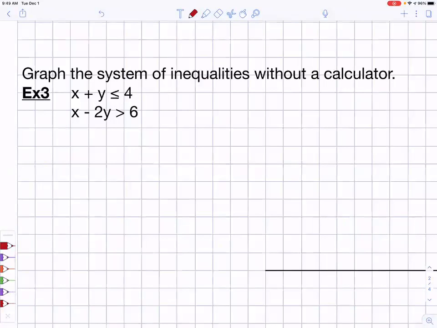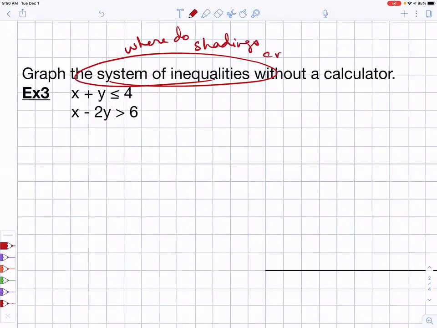Well, now that I have a system of inequalities, not a system of equations, I'm not looking for where the graphs cross. Now I'm looking for where the shadings cross. Where do the shadings cross? Because I'm not just going to have one coordinate answer. I'm going to have an infinite number of overlapping shading answers. So a system of inequalities, where do shadings cross? Cross does not have a T in it. Where do shadings cross?